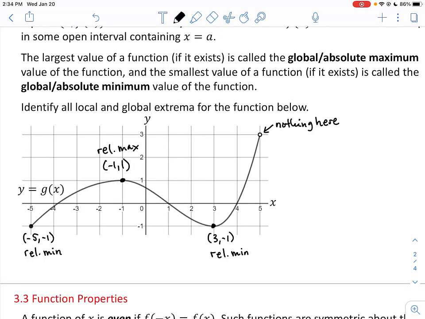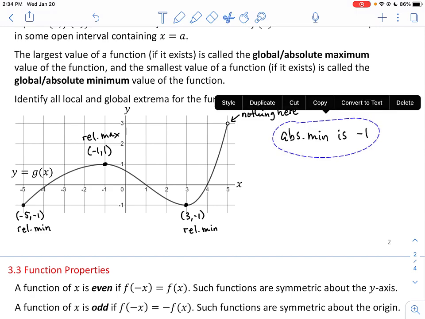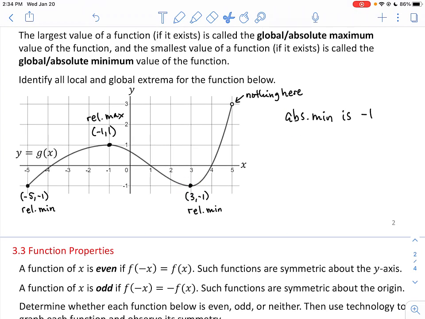So the lowest y-coordinate possible on this graph is -1, and it occurs twice. So we're going to say that the absolute min is, and then we just give the y-coordinate, that's typically how this is done, is -1, but we can also say where it occurs. Notice it occurs twice, this point and this point.